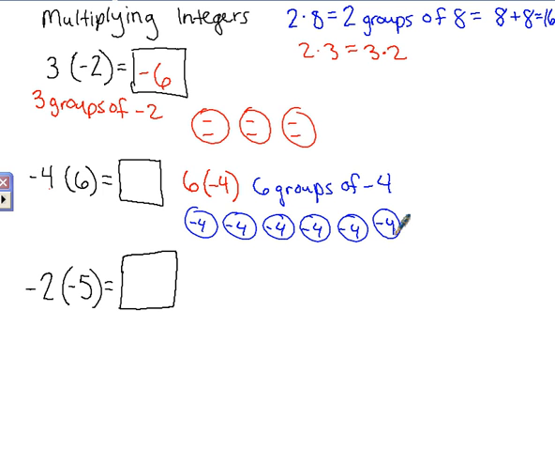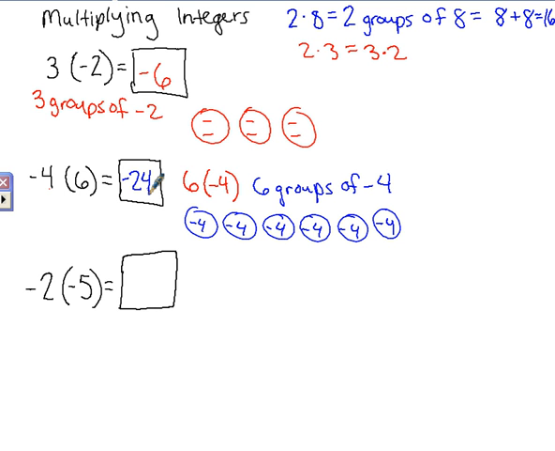And then I'd say negative 4 and negative 4 is negative 8, plus another negative 4 is negative 12, plus another negative 4 is negative 16, plus another negative 4 is a negative 20, plus another negative 4 is a negative 24. So having 6 groups of negative 4 is the same as having a total of 24 negatives.